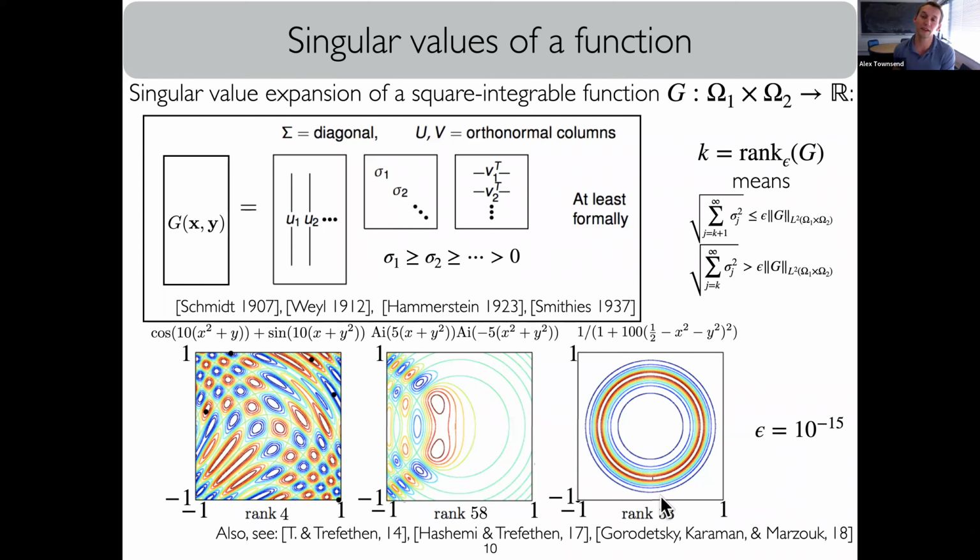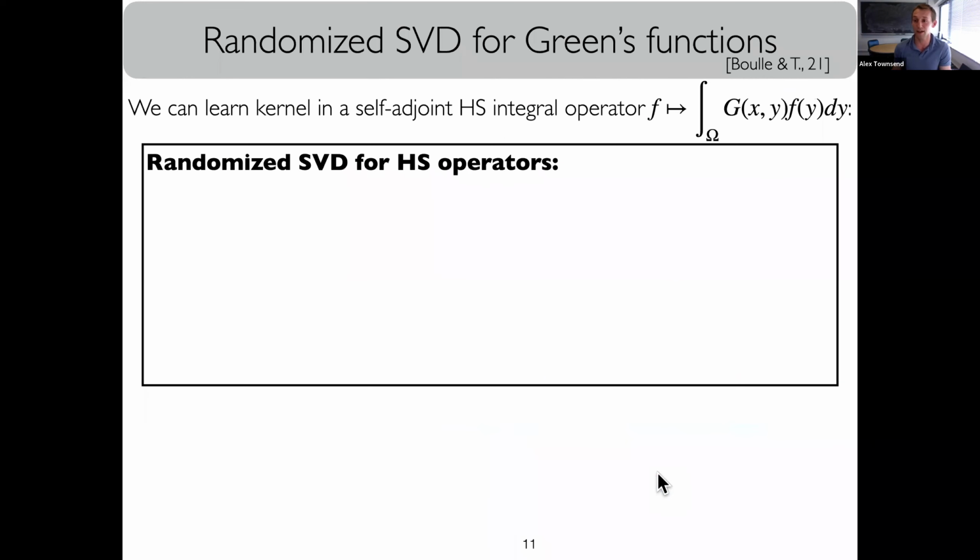When you chop this series off after k terms, it is the best rank k function to approximate a function, but you can find it using a continuous analog of the randomized SVD. So now instead of having matrix vector products, we have operator function products. And here is our operator function product. You give me f and I'll return to you this integral. So this is a continuous analog of a matrix vector product.